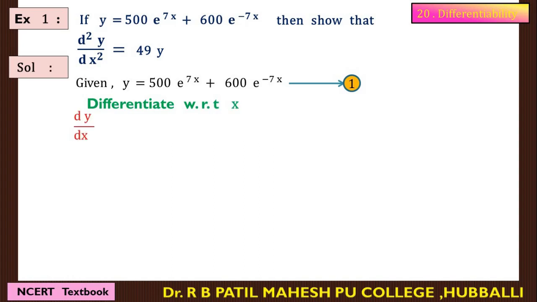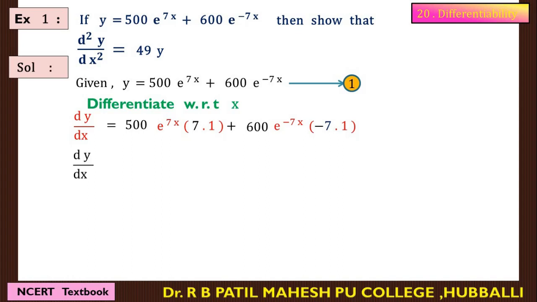So left side it is dy by dx is equal to, so 500 is a constant number, so write it as it is. e raised to 7x, you know how to write the derivative of e raised to 7x. It is e raised to 7x into 7 into 1 by the composite rule, plus 600 as it is constant. So e raised to minus 7x, the derivative is the same function e raised to minus 7x, and after that minus 7 constant, x derivative 1.